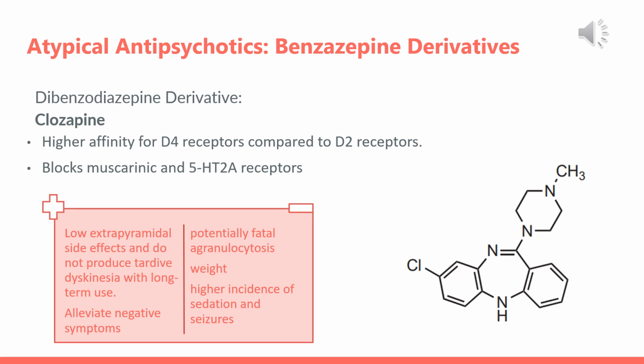Clozapine has minimal extrapyramidal side effects and does not produce tardive dyskinesia with long-term use, and it also appears to effectively alleviate the negative symptoms of schizophrenia. However, potentially fatal agranulocytosis is reported to occur. Incidence of clozapine-induced weight gain is the highest among second-generation antipsychotic drugs, except olanzapine, and clozapine also causes a higher incidence of sedation and seizures. It has a higher affinity for D4 receptors compared to D2 receptors, and it blocks muscarinic and 5-HT2A receptors.